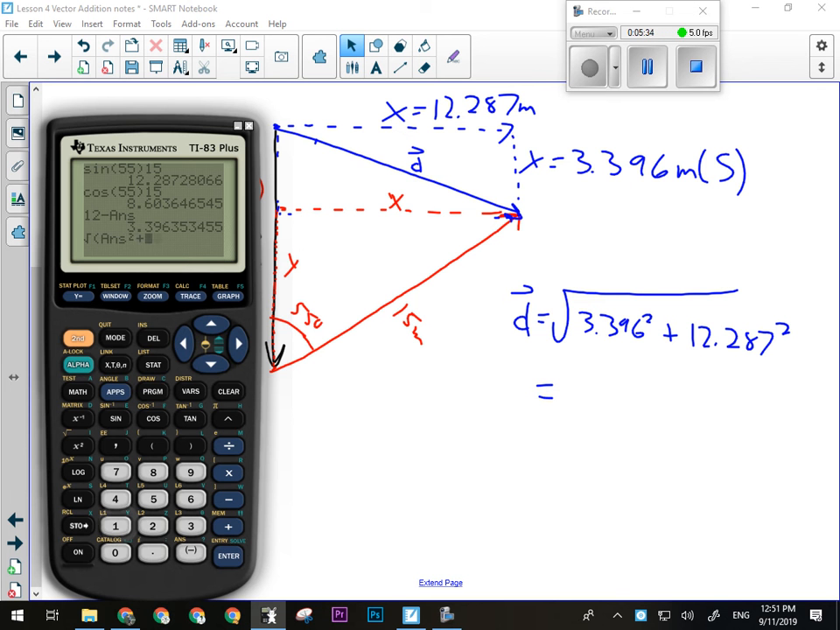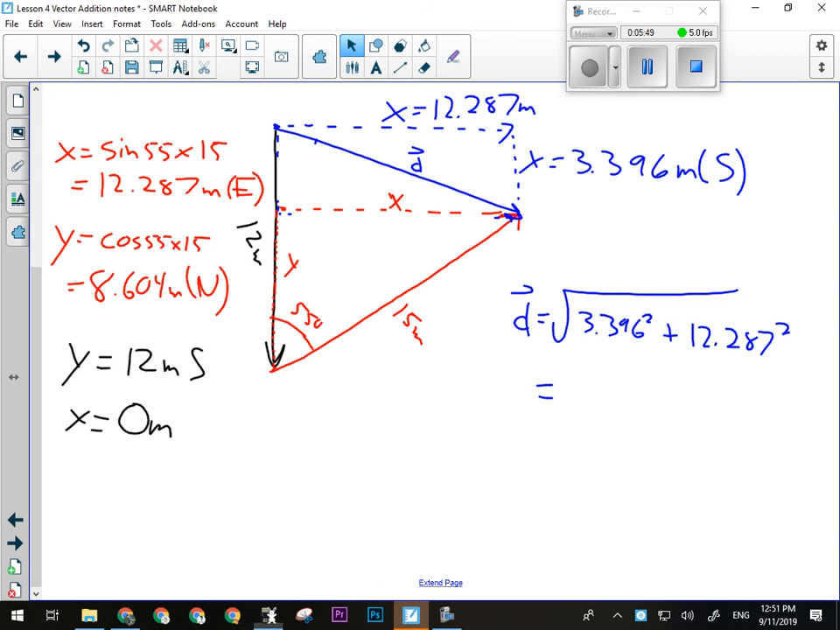Okay, plus 12.28728066 squared. All right, so my overall magnitude for my displacement is 12.748 meters. And now I also need to find the direction, because obviously this is a vector addition question. I can't finish here without a vector. I have to have a direction on that.